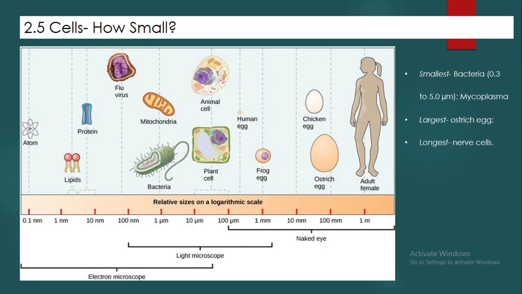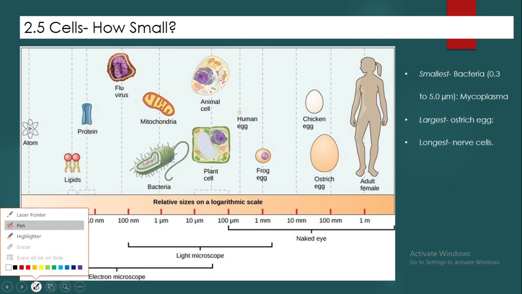Next, we look at cells, how small they are, what is the size. We should have a general estimation of what is the general size of the cells.